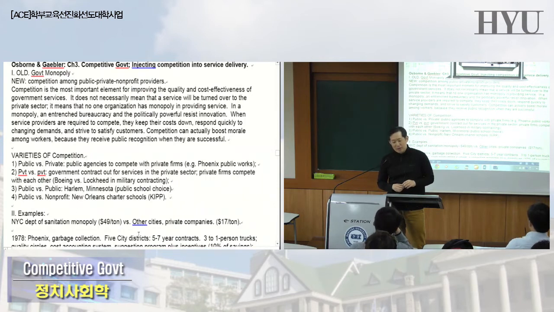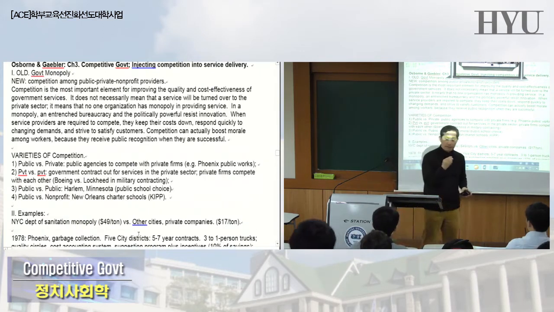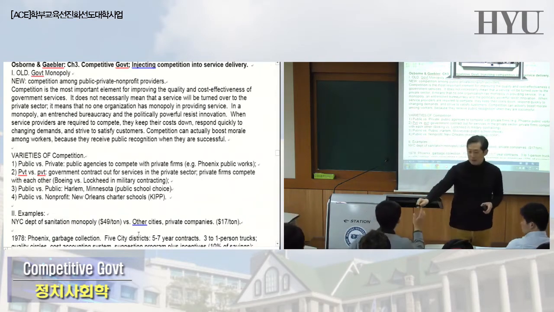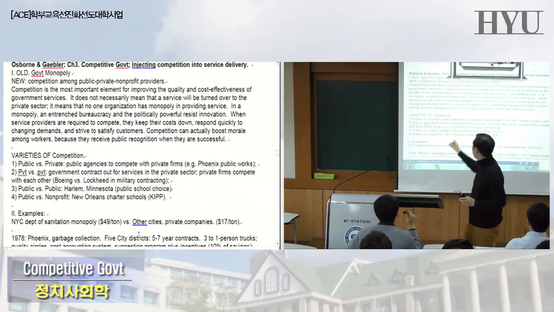So Osborne and Gabler is not so much interested in that monopoly game, but he's really interested in efficiency and effectiveness. And so he's interested in competition among the different sectors: public, private, nonprofit. Let's read the first paragraph together. Competition is? Read it.